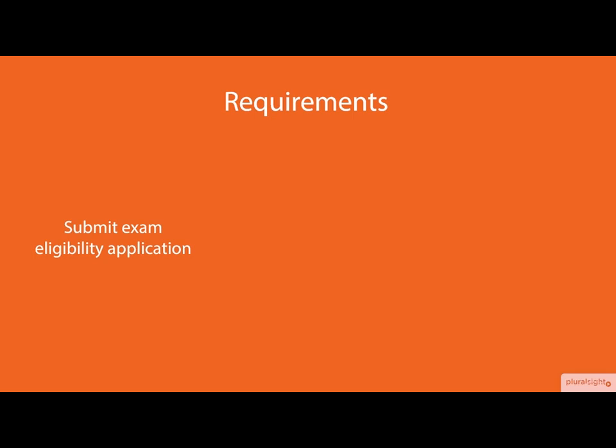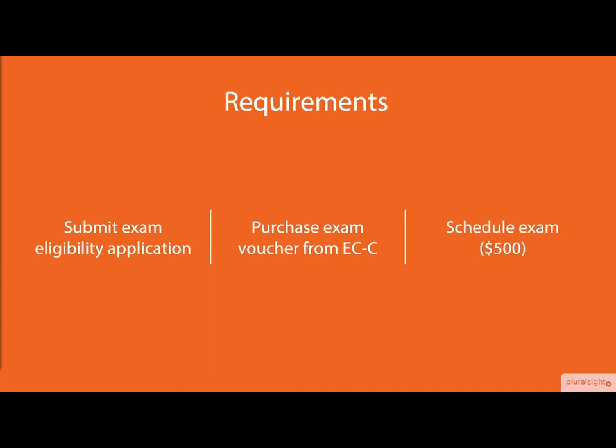If your application gets approved, then the next step is you'll want to go and purchase an exam voucher from EC Council directly or from ECC. Now, they can either have someone call you and take a credit card over the phone. I personally opted for the PayPal edition, so I had some type of tracking. Once you've received that voucher from EC Council, you'll then need to schedule your exam. That voucher, by the way, will cost you $500. You'll pay that directly to EC Council.